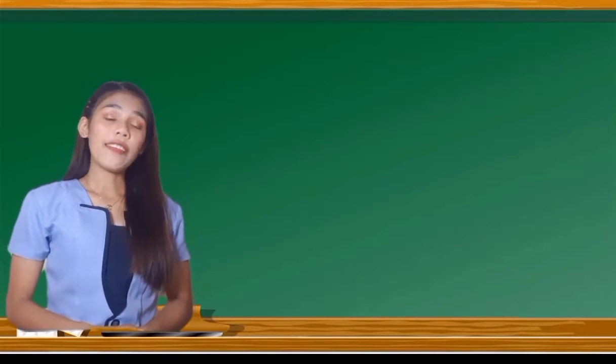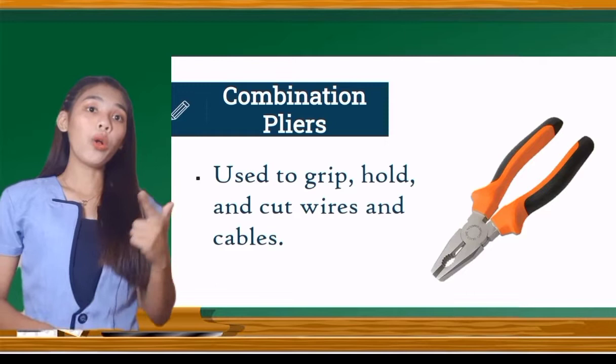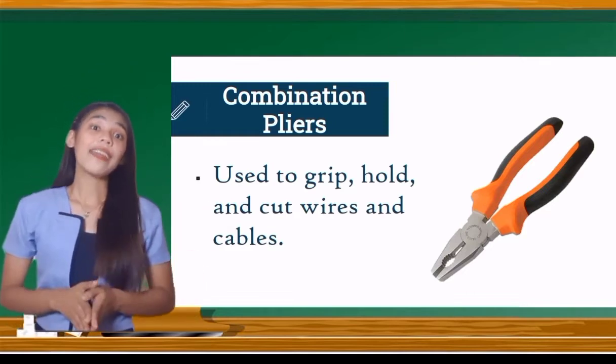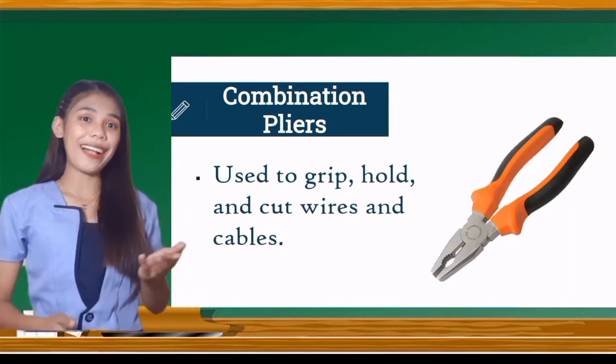The next one is the combination pliers. It is used to grip, hold, and also cut wires and cables. Aside from that, it is useful for bending and compressing a wide range of materials.